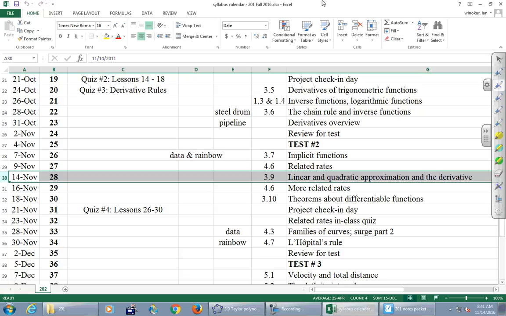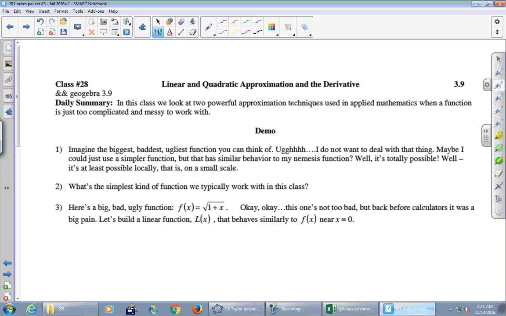Okay. So we're starting on the top of page 16. In this class, we look at two powerful approximation techniques used in applied mathematics when a function is just too complicated and messy to work with. So the basic idea for today is that we've got some function that's really crazy complicated, and we just don't want to mess around with it. And so we're going to try to approximate that function with something that is a lot more user-friendly for us to actually do calculations on.